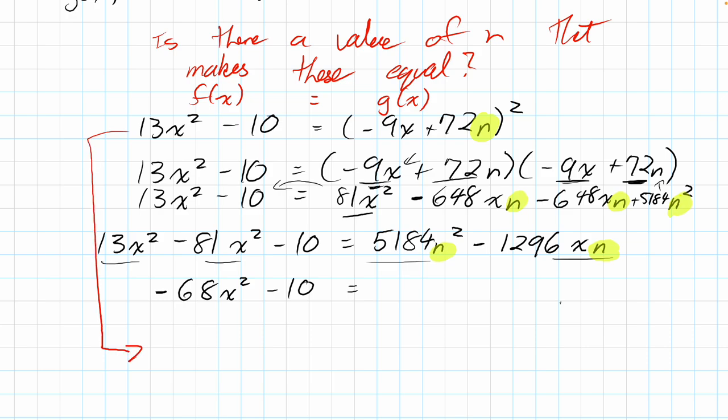So we're going to come back down. We're going to say we're not 100% sure here. We'll say we're stopping here because it looks like we're on a difficult path. So we're going to try a different pathway. 13x squared minus 10 is equal to, I'm going to rewrite it.